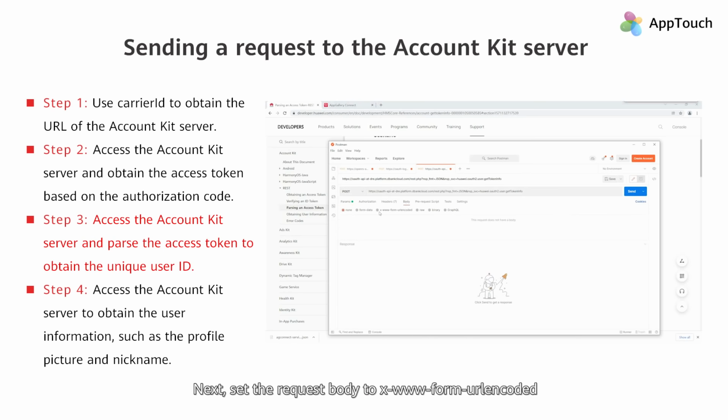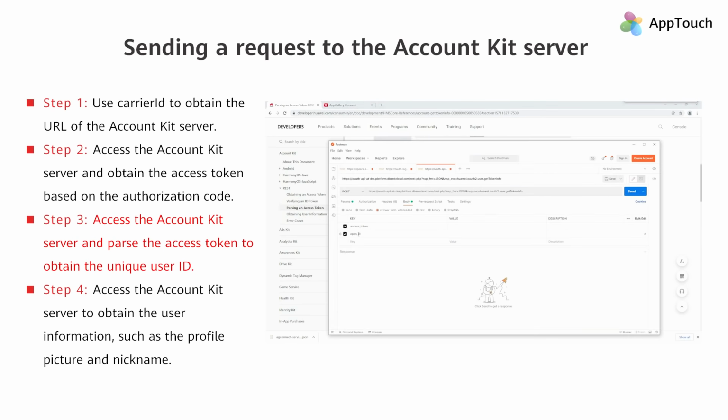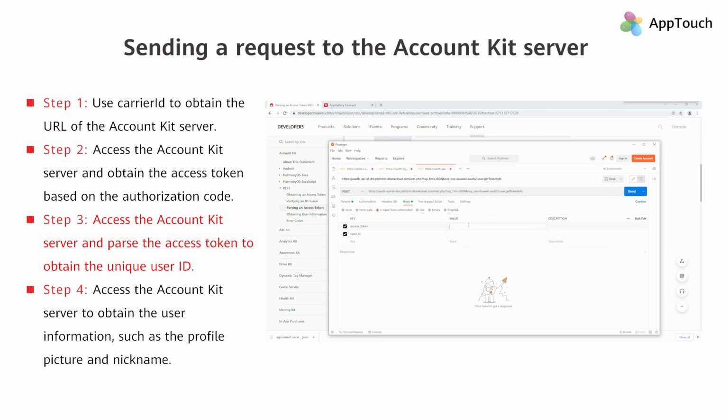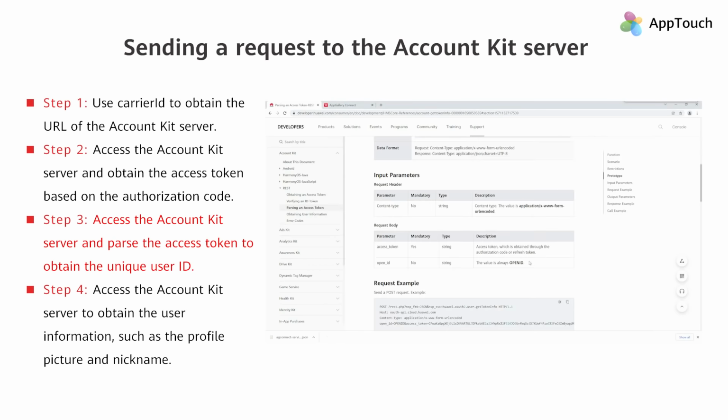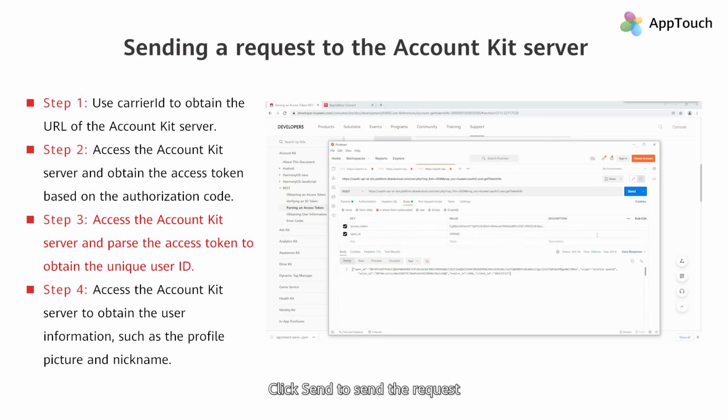Next, set the request body to the form format. Add access token and OpenID. Enter the access token obtained in the second response and OpenID respectively. Click Send to send the request. After the request is sent successfully, check OpenID and Union ID.